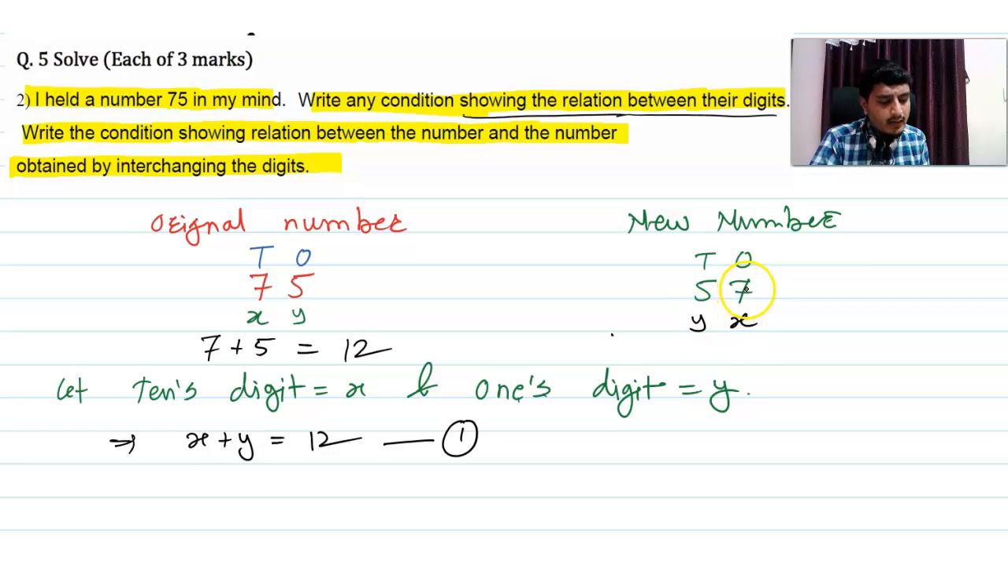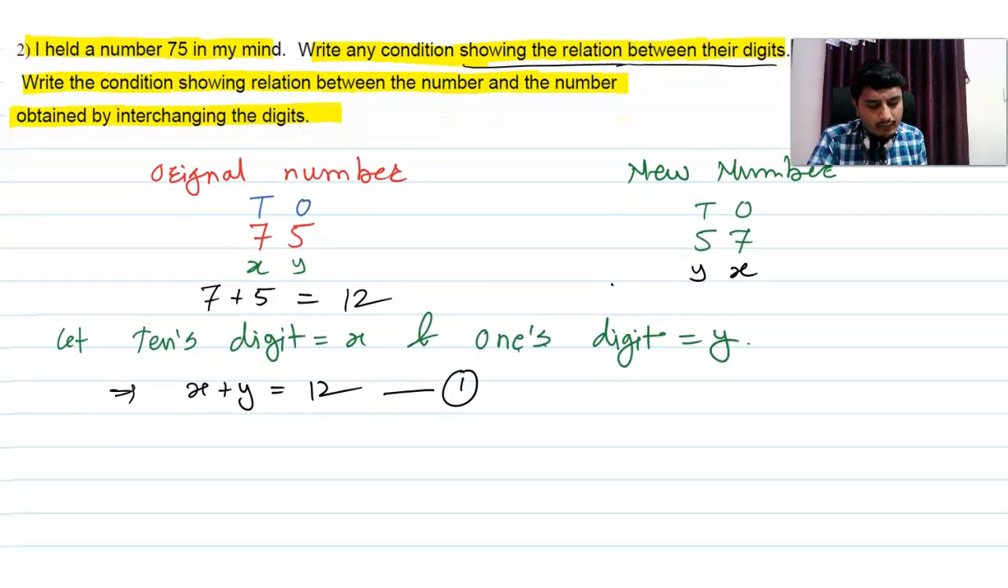Again the same thing, 7 becomes x and 5 becomes y. So now what happened, once we have the two digit number xy, once we expand the two digit number, at the tens place we have x, so we multiply x by 10, and at the ones place we have y, so we multiply y by 1, so that the expanded form of the two digit number is of the form 10x plus y.